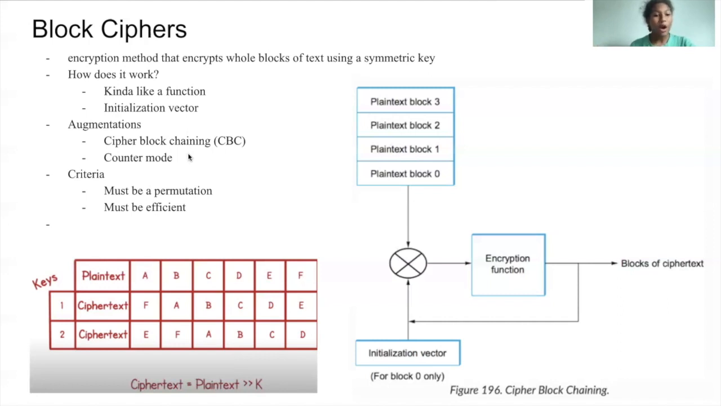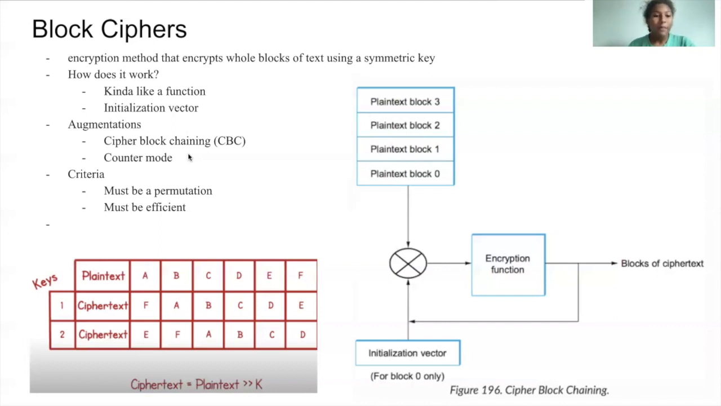You also have another augmentation called counter mode. As you can imagine, if you were to only go up by 1 for the initialization vector for each block that you're encrypting, if a hacker were to find out one block, it would be very easy for them to figure out the next block, right? With counter mode, you can have it go up by 2, 3, 4. So just because they figure out how to decrypt one block doesn't mean they're going to figure out every single encryption for every single block.